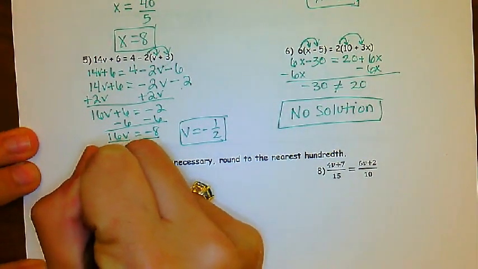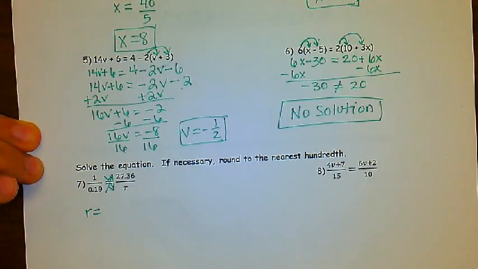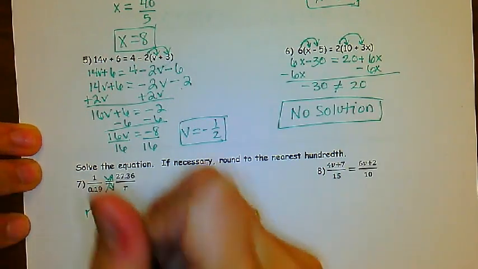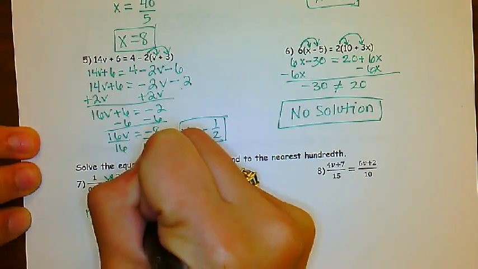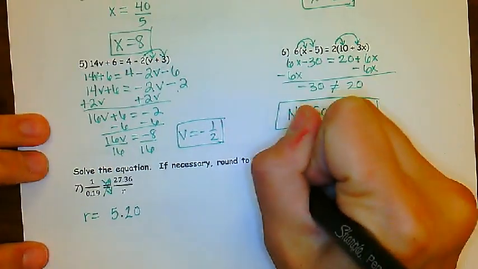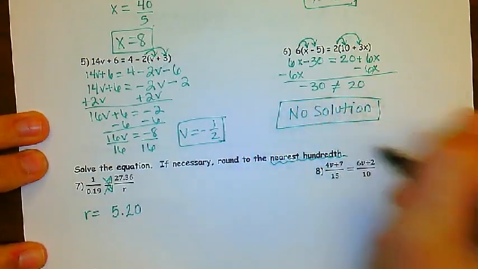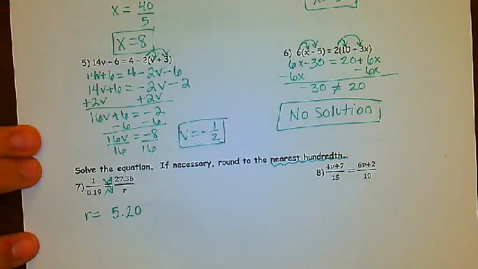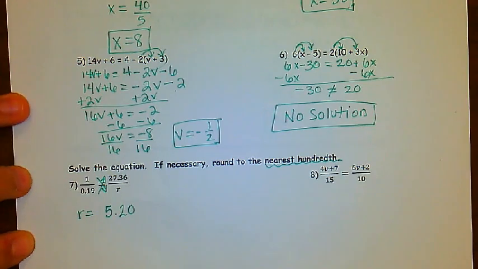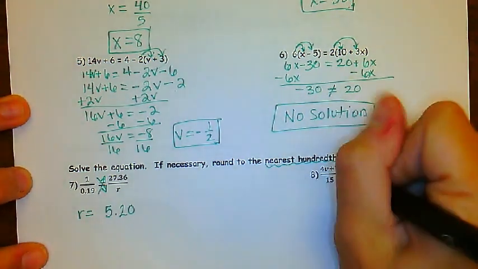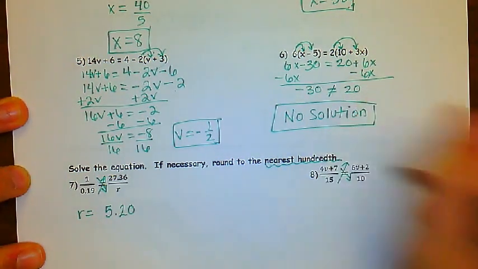Okay? Let's cross multiply here. This is a one-step equation. Be careful. It does say to round to the nearest hundredth, so you can't just write 5.2 because it was 5.9 and need to round up. So make sure that you write 5.20. Now it does say if necessary, so keep that in mind when we do this next one.